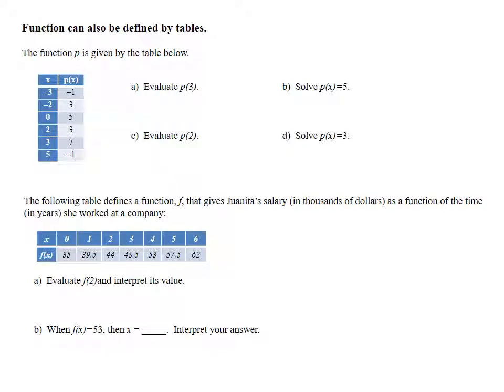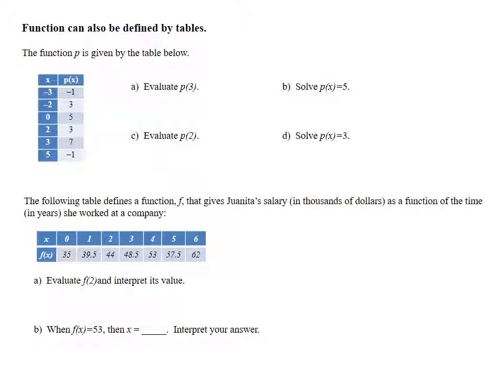Functions can also be defined by tables. Tables can be written either vertically or horizontally. I've given one example of each. The main thing when you're looking at a table, when a function is defined that way, is to keep in mind that the definition of the table will come first.